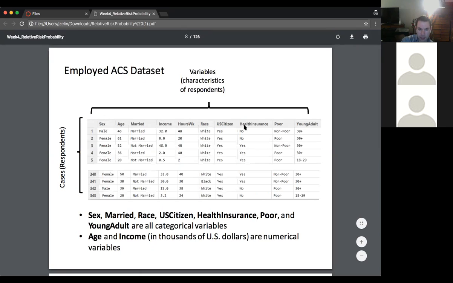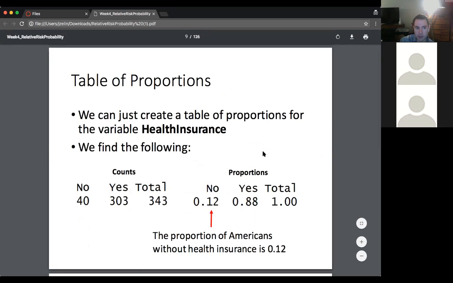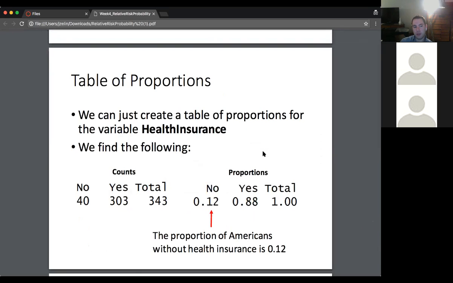We can see here there's the health insurance variable, so it's either yes or no for whether or not they have health insurance. And we can create a simple table of proportions for the variable health insurance. This is data output using R. So here we can see there's 343 total subjects in this data set. Of those, 303 of them have health insurance and 40 of them do not have health insurance.